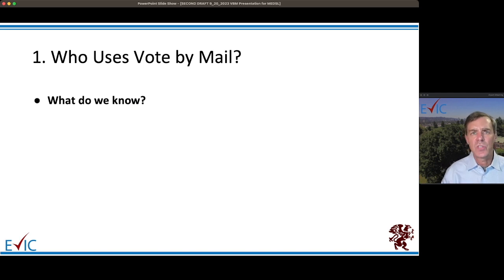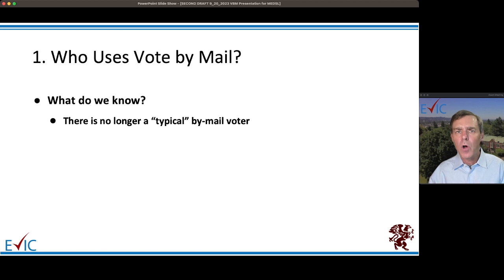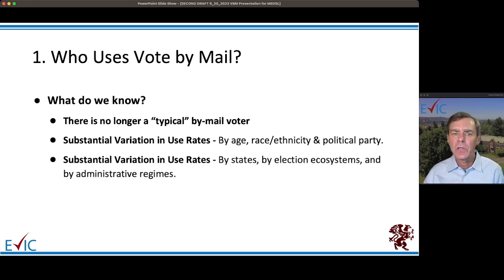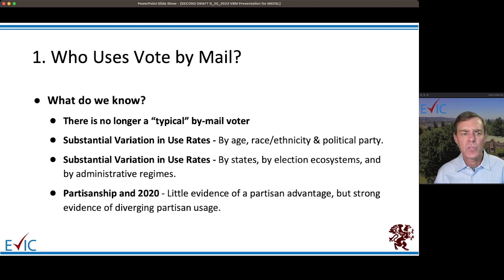Okay, question 1, who uses vote by mail? What do we know? There is no longer a typical by mail voter, right? There are substantial variations in the usage rate of no excuse absentee balloting by age, race, ethnicity, and political party. There's also substantial variation by states, across election ecosystems, by administrative regimes. It really depends on the particular blend or mix of policies that are available in a state and what kind of voters use them. We also know in 2020 that research, particularly by Dan Thompson and his colleagues, shows that there was not any partisan advantage gained by the move to vote by mail and no excuse absentee balloting in 2020. But there was evidence of a divergence, Republicans opting more for in-person methods if they could, Democrats opting for vote by mail.